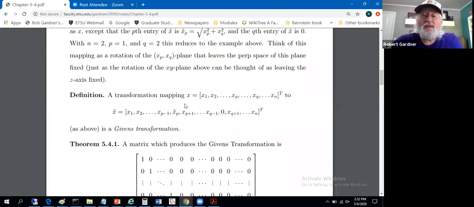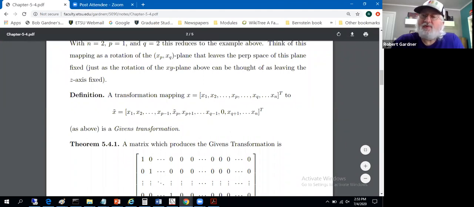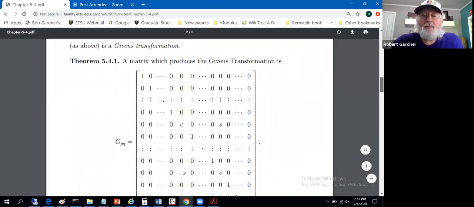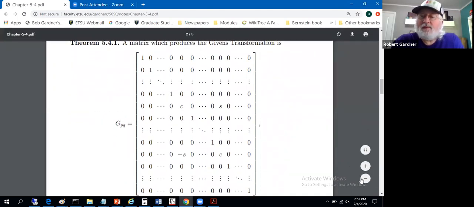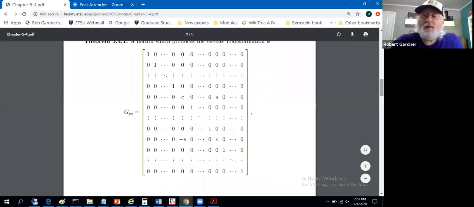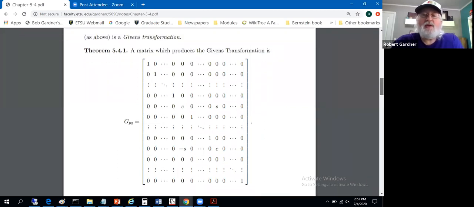So a transformation that does that type of mapping of vector x to vector x tilde, where the qth coordinate becomes 0 and the pth coordinate becomes something, it'll be forced to be what's mentioned above by the way we do the transformations. This is called a Givens transformation. Okay, might have to zoom out a little bit to see the whole thing here. The Givens transformation, given here, performs that desired manipulation.